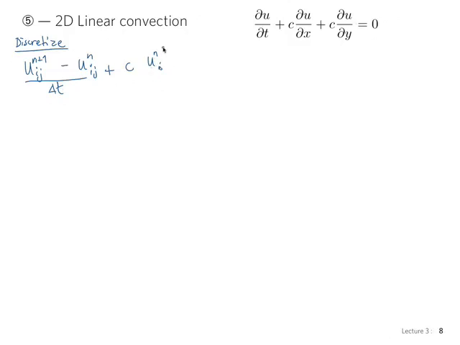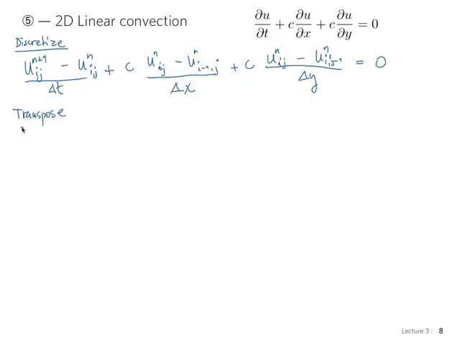So the first index, ij, and at the same time n, we have i minus 1 and j for a backward difference here, plus c, u^n_ij again, minus u^n_i,j-1. And delta y here equal to 0. So we can transpose this to get our only unknown for this explicit method.